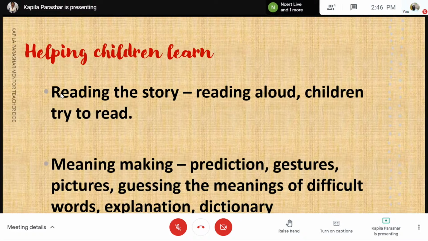Okay. But then can we read these words aloud? Which words? The words? Okay. So let us go back to the earlier slide.